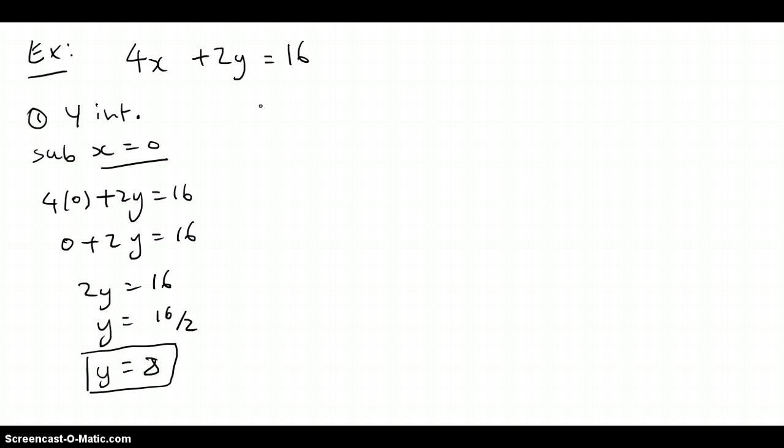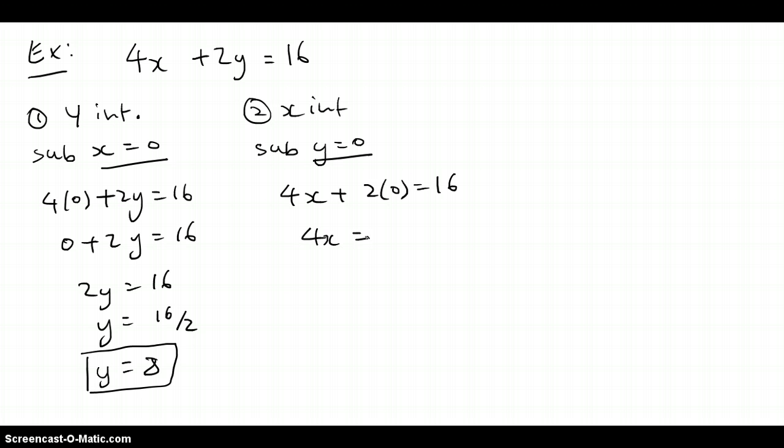That's your first step. The next one is to find the x-intercept. To find the x-intercept, we sub y is equal to 0 into the equation. So what we get is 4x plus 2 times 0 is equal to 16. So 2 times 0 is 0, so 4x is equal to 16. X is equal to 16 divided by 4. X in this case will be 4. So now, step 3 is drawing this on a Cartesian plane.